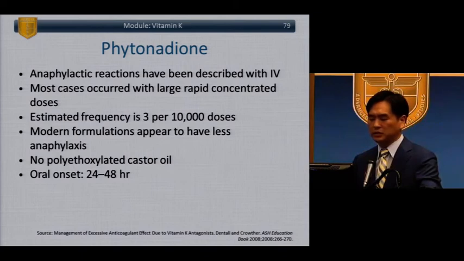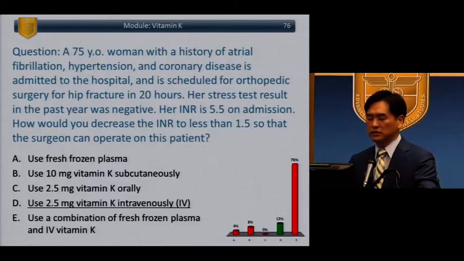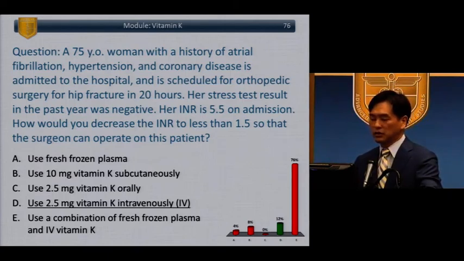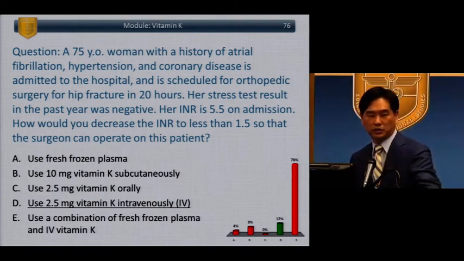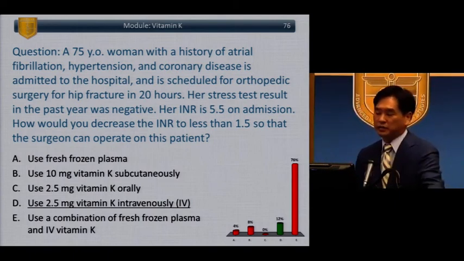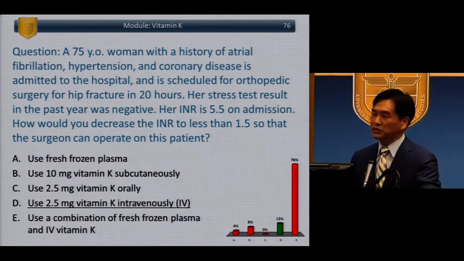So actually, I'm going to go back to the question just for a second, if I can. The issue in the question, right, why is it IV versus oral? And the answer is surgery has to be done in less than 24 hours, right? So if the surgery can happen tomorrow, then your options might include oral vitamin K. But because it's 20 and not 24 hours, and because the orthopod needs to do something 4 hours later, the answer becomes IV vitamin K.